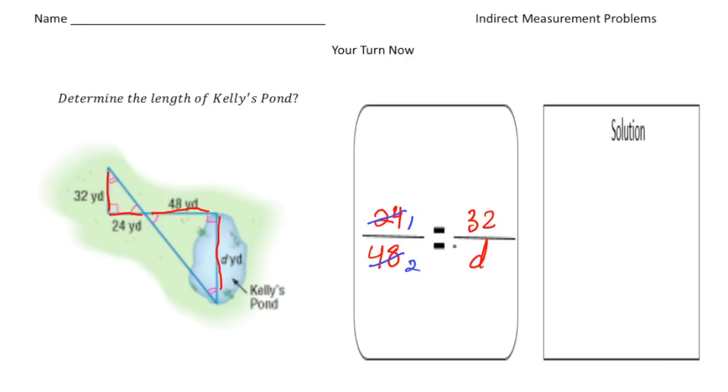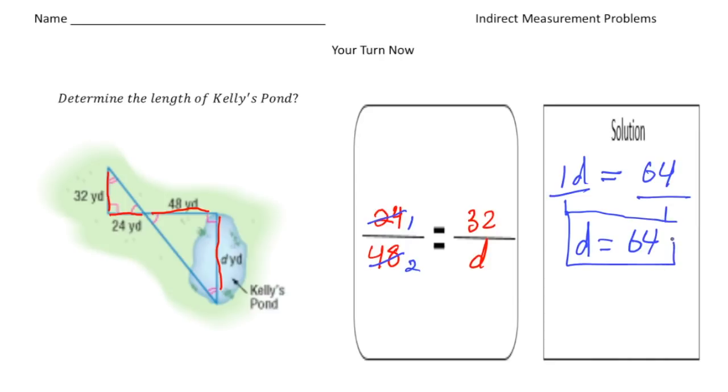So I know that 1 times D, so it's going to be 1D, is going to equal 32 times 2, which is 64. And then when I divide both sides by 1, I get D equals 64. And guess what? There's our answer. So the length of Kelly's pond should have been 64 yards. All right, how'd you do?